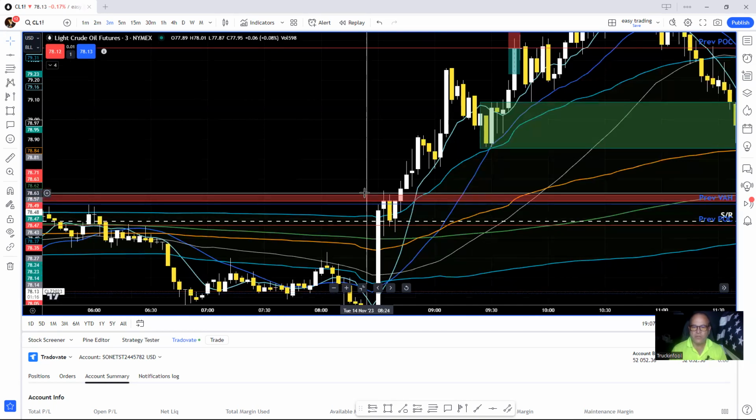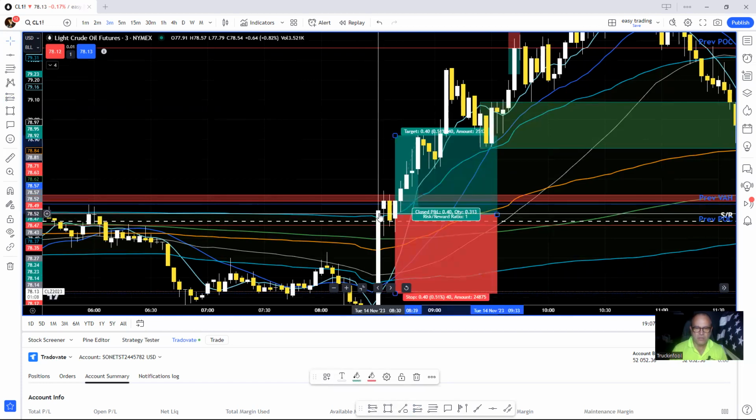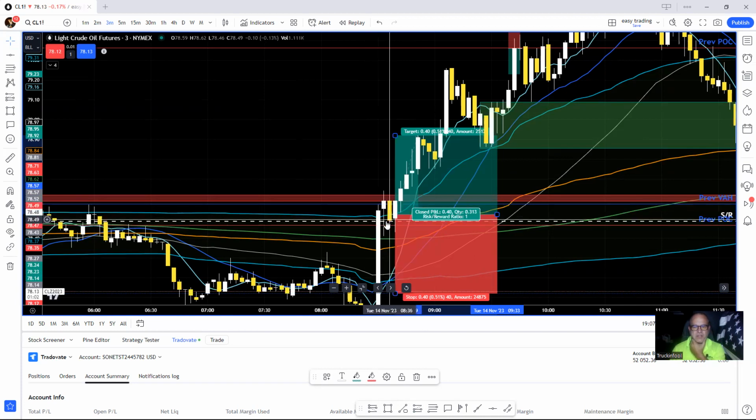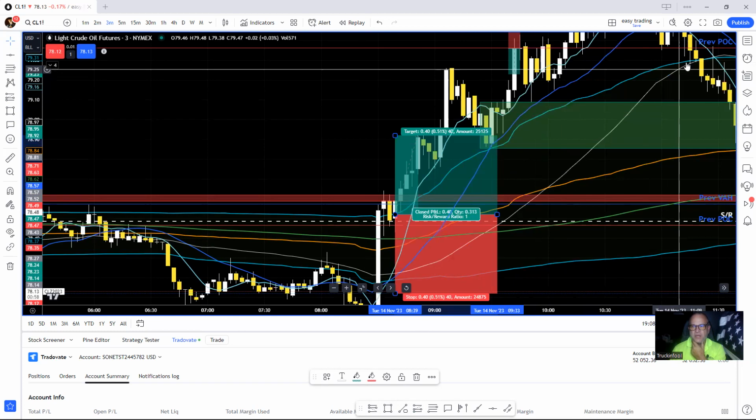So what I would trade here is a long position just below this candle and above the 1 standard deviation of VWAP, because it will respect that line quite a bit, as you can see throughout the day.